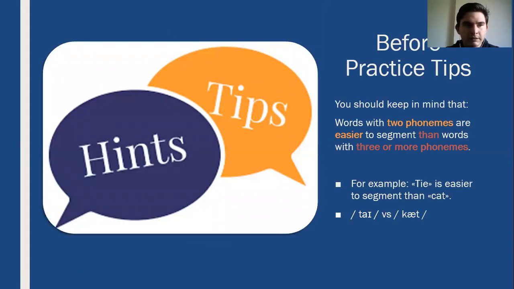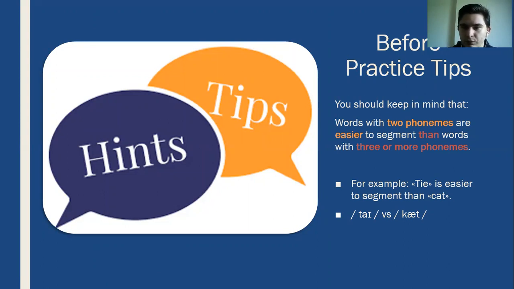As we have mentioned before, kids tend to find shorter units of sounds easier to dissect and segment. You should keep in mind that words with two phonemes, and just to remind you, phonemes are the smallest units of sounds in the English language, are easier for children to segment than words with three or more phonemes.